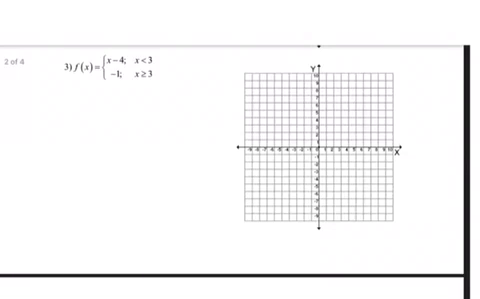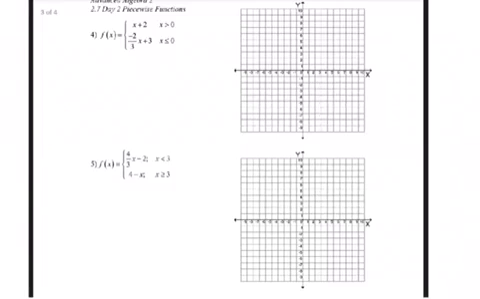Okay, I want you to try number 3. All right, let's look at another one together. I'm going to have you try number 4. And then for number 5, let's try this one because now our boundary is a different value.